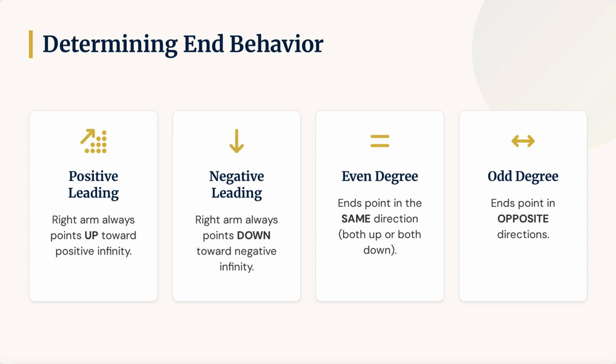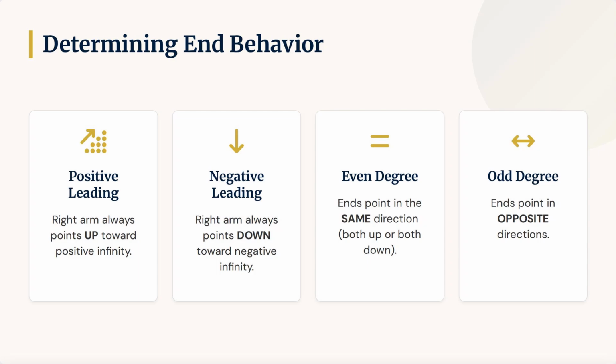Okay, when we look at the degree, if the two ends point in the same direction, whether both up or down, it doesn't matter, it must be the same. If it's the same, it is an even degree, and if it's not the same, it's odd. So it's a bit clear here.